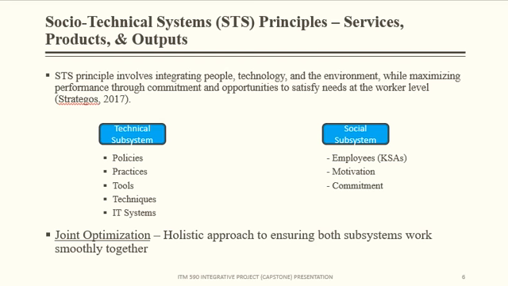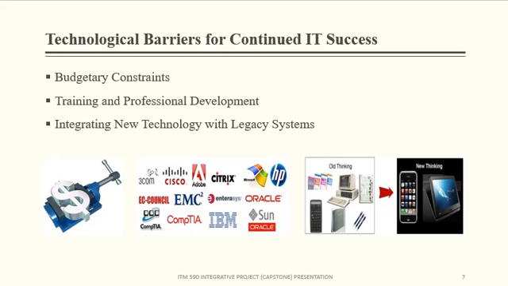But even with the best investment in employees, as far as training and professional development and establishing a culture of accepting change and improvement and innovation, they can have the best training ever, but there may still be technological barriers in the environment. Remember, this is the environment piece that exists that must still be addressed and overcome. Which brings us to this next point, the technological barriers for continued IT success.